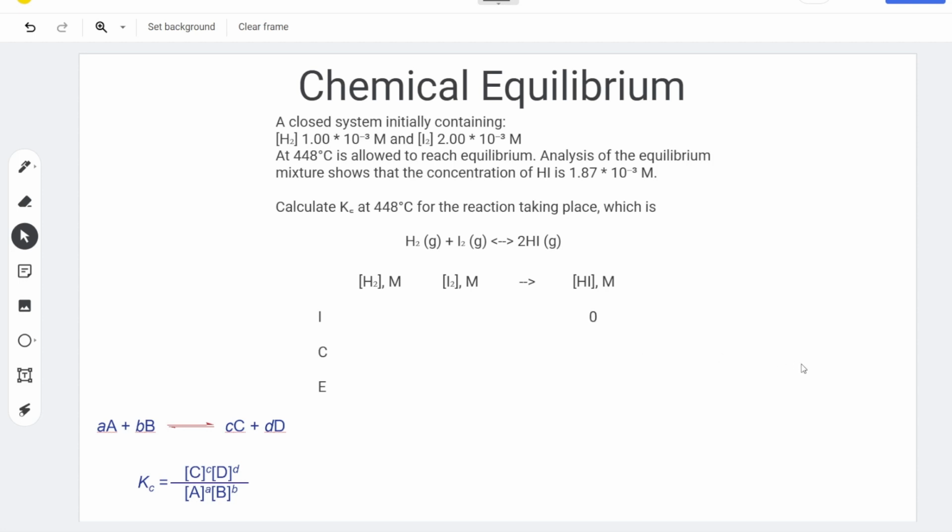The first thing that you know about any ice table is that you have 0 of the products. This is because the reaction hasn't started yet, so we haven't produced anything. We know a couple other pieces of information, like the initial concentration of hydrogen and the initial concentration of iodine. We also know one other thing. We know the concentration of hydrogen iodide at equilibrium. Now with this information, we can fill in the change row since we know the difference between the initial row and the equilibrium row for the product.